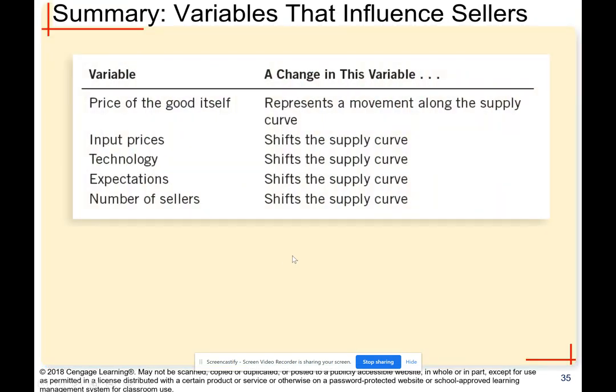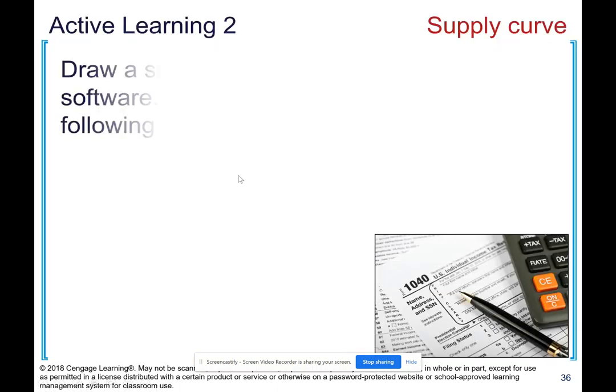Summary: variables that influence sellers. Number one, the price of the good itself. The price of the good itself, or own price, does not shift the supply curve, but it represents a movement along an existing supply curve. The determinants that shift the curve include input prices, technology, expectations, and number of sellers. These will shift the supply curve either to the right or to the left depending on the event.